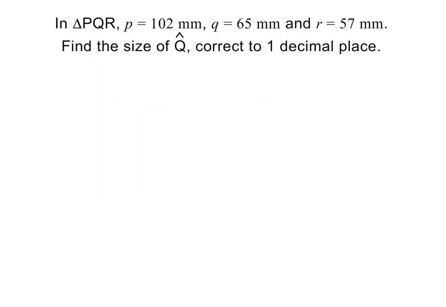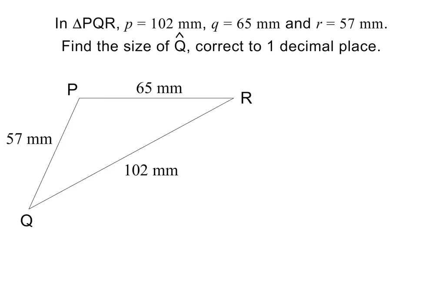Let's do a last example together. Here we are again given the lengths of three sides and are asked to find an angle. But this time, no sketch is given. As always, you need to draw a quick sketch. Click pause to check that I've drawn it correctly.